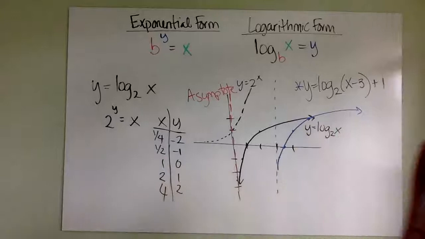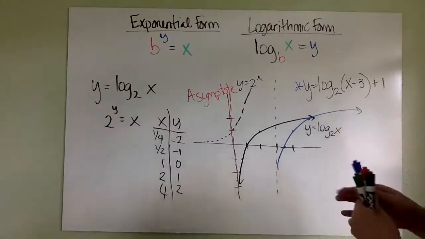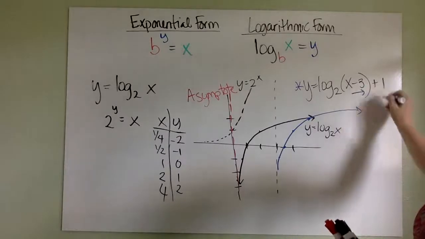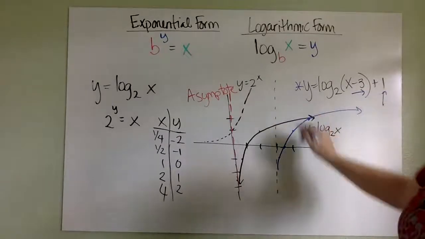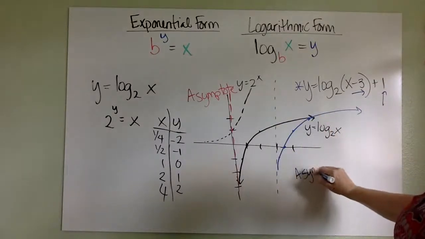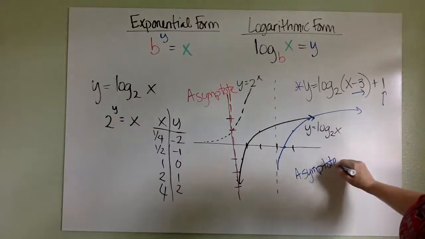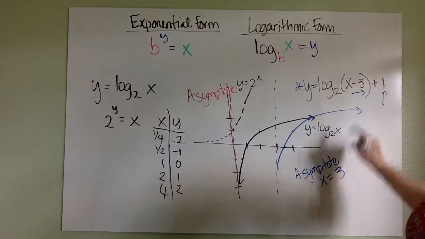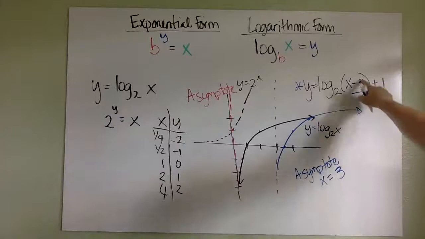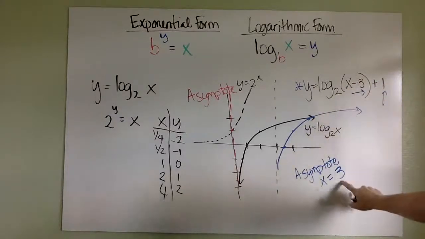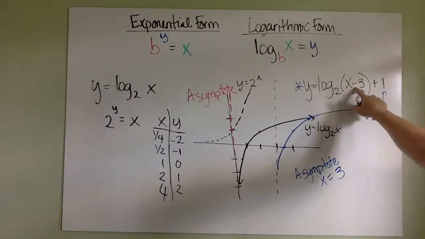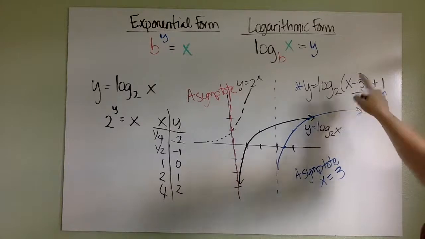Ish. So without a grid on my board, it's kind of difficult. But this is shifted to the right and up. And now the asymptote is at x equals 3. So you'll notice that 3 is what makes this equal to 0. That's where your asymptote occurs, when your function has an input of 0.